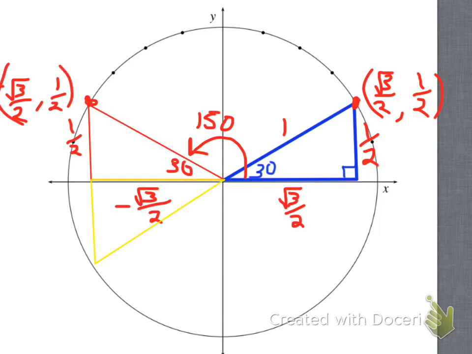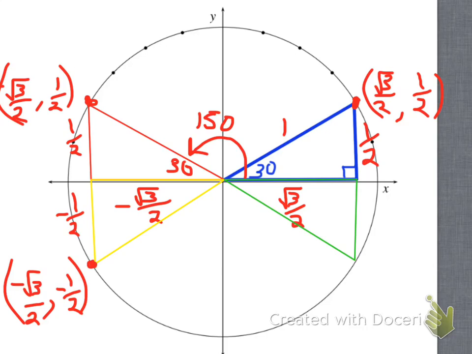Then I have this yellow triangle. You can see the yellow and the red actually share the exact same x value. So my x value is negative square root of 3 over 2. And my y value now, for that coordinate, is no longer a positive 1/2, it is now a negative 1/2. And I have one more in the fourth quadrant, the green one. As you can see, the blue and the green share the exact same x value. And the y value now is a negative 1/2. So all four of those triangles are based off the blue one.